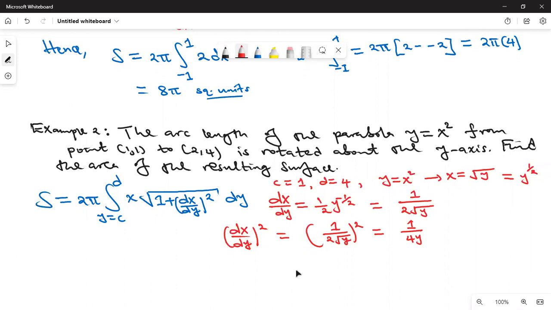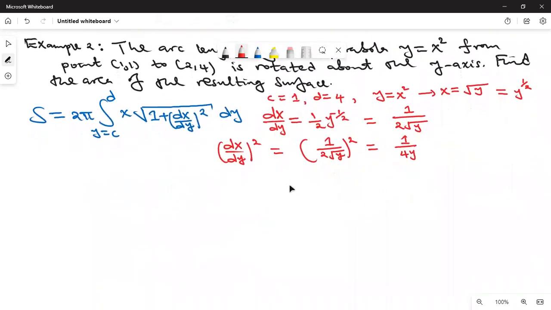So now we add that 1 to the answer. I need 1 plus dx over dy squared. So we write 1 plus dx over dy squared. That's the same as 1 plus 1 over 4y. LCM is 4y. Here we'll have 4y plus 1. So that's what we have. And now the square root of that one, what will it give us?